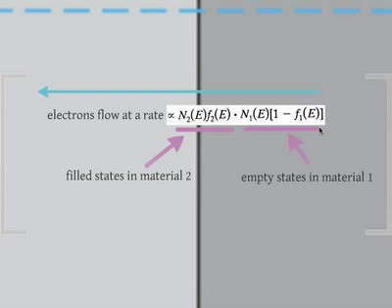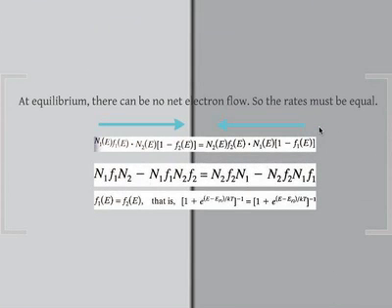Same logic. Of course, in steady state, there should be no net flow of electrons one way or the other, meaning these two rates must match each other. Okay? In steady state, there should be no current if there's no voltage applied, right? So these two rates should match each other. So at equilibrium, there can be no net electron flow. The rates must be equal. So you set them equal. So that's the rate from material 1 to 2. That's the rate from 2 to 1.